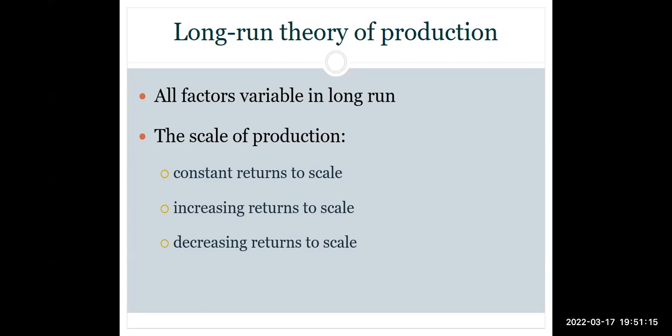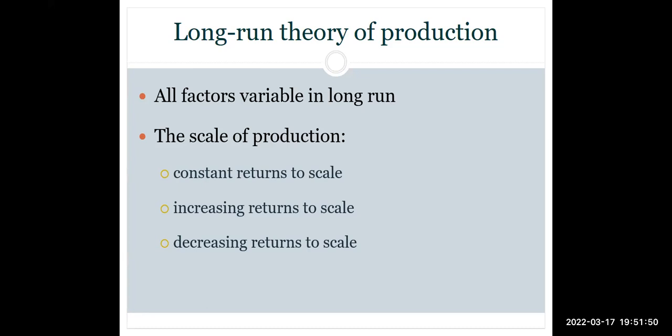But if you are doubling your inputs, you are increasing your labor by 100% and capital by 100%, and your output is increasing by more than 100%. This is called increasing returns to scale. But if you double all of your inputs and your output increases by less than double, this is called decreasing returns to scale. So you may have constant returns to scale, you may have increasing returns to scale, and you may have decreasing returns to scale.